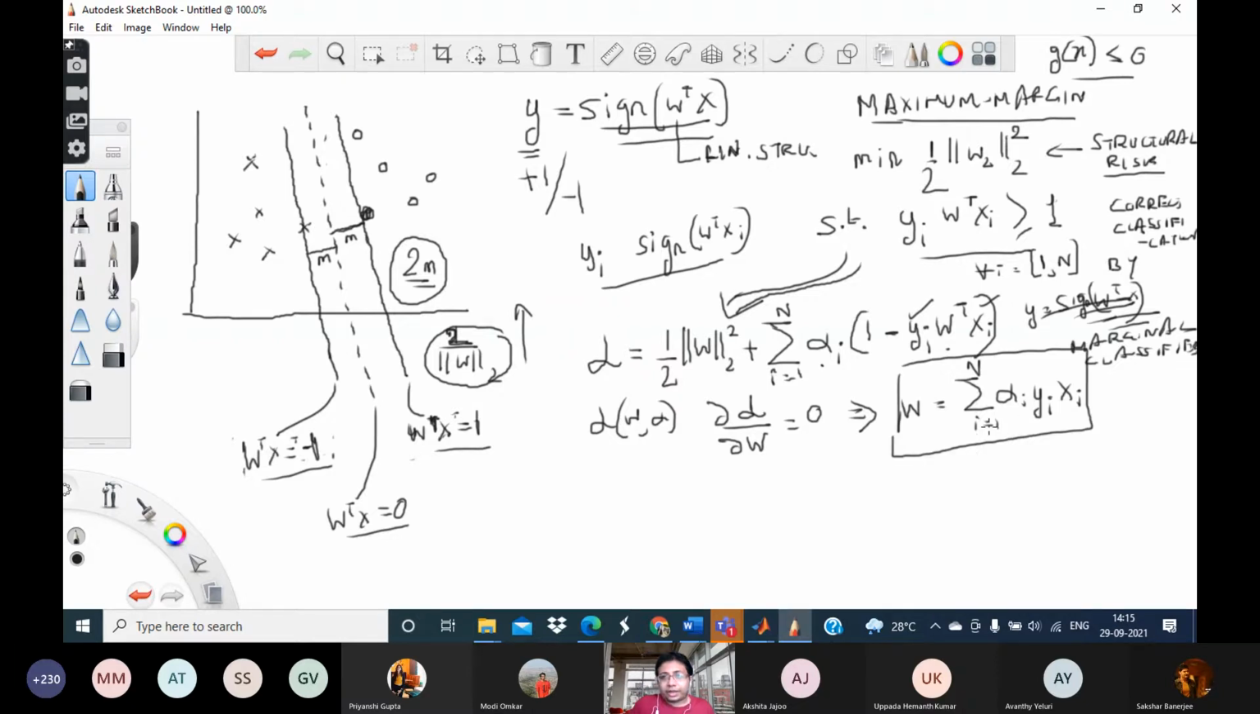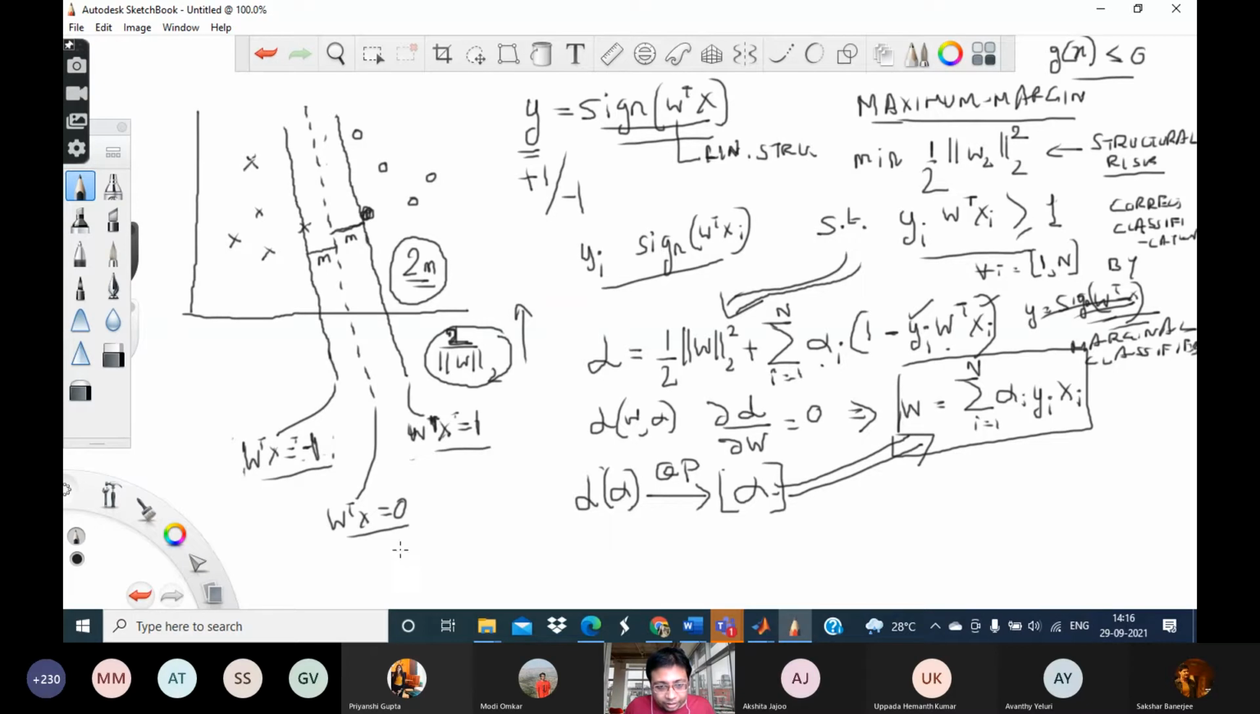Then I substitute W in this equation, and the loss function basically becomes only a function of alpha. So then I run what is known as quadratic programming, and I get the alphas. Okay. I get the values of all the alphas, which I simply plug in here, and then I am able to estimate the value of W. Okay. So this is the way I get W.